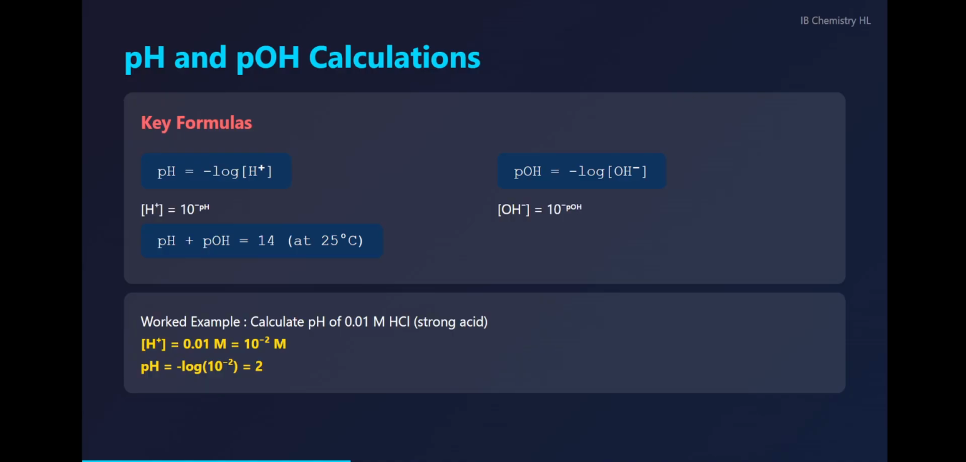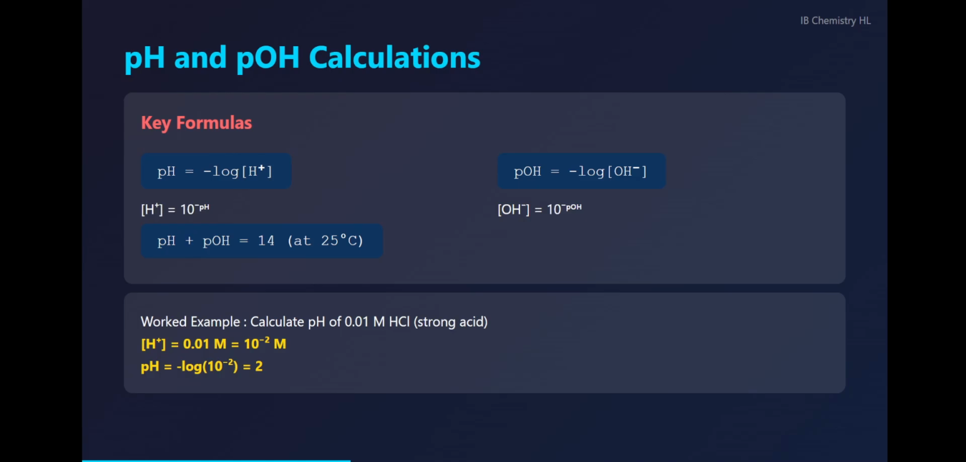pH is a measure of hydrogen ion concentration, defined as the negative logarithm of H+ concentration. pH equals negative log of H+ concentration. For strong acids, pH equals negative log of acid concentration. pOH measures hydroxide ion concentration. The relationship is pH plus pOH equals 14 at 25 degrees Celsius.